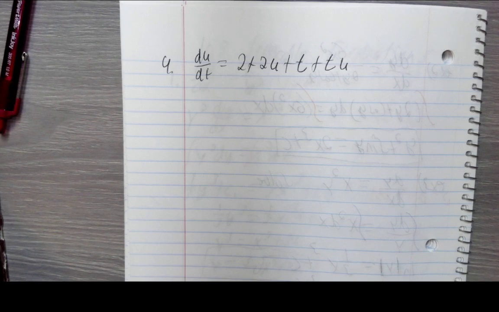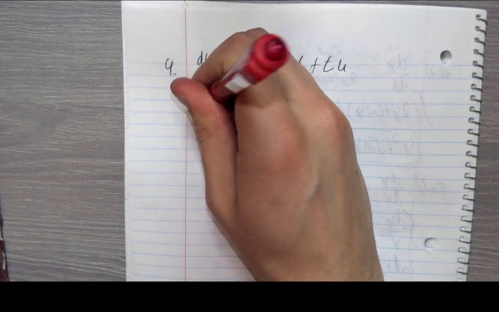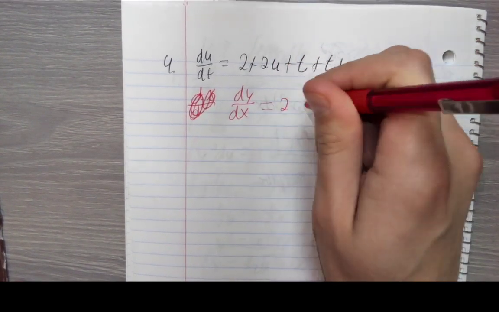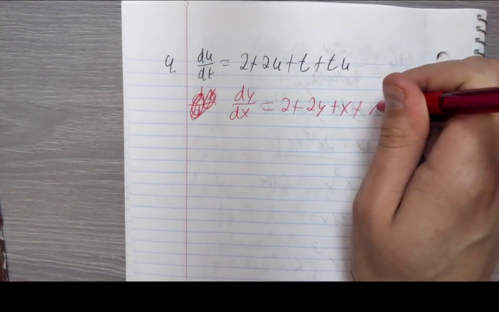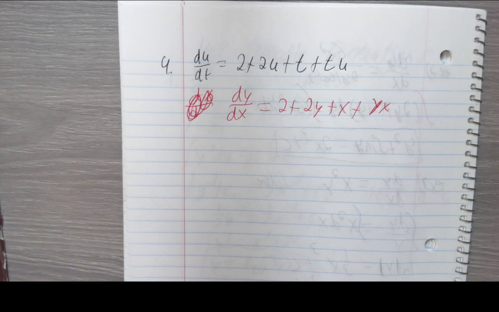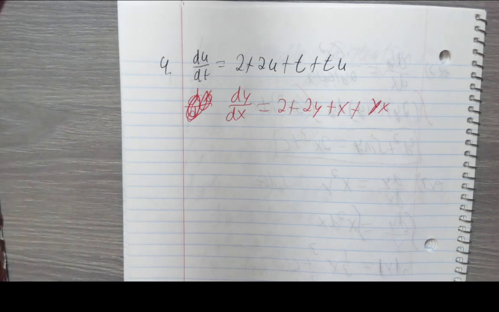You know what? I changed my mind. I don't want to write that. Let's do this instead: dy dx is equal to 2 plus 2y plus x plus xy. However you want to write that doesn't really matter, xy, yx, they're being multiplied. Let's just do that, because my t's and pluses are going to be way too similar. It's going to cause confusion. So let's just do dy and dx instead.